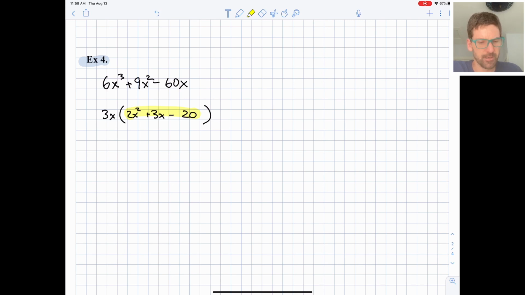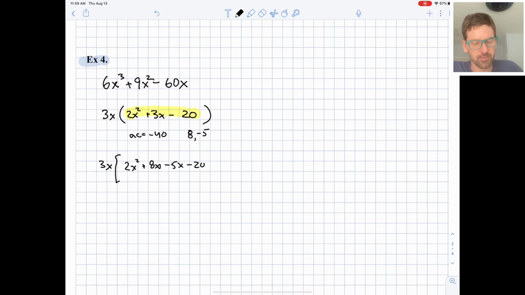And looks like I'm going to try using the AC method. So let's see here. AC is negative 40. So what are the factors of negative 40 that sum to 3? 2, 20, 3, 4, 8, and negative 5, it looks like. So I'm going to split that middle term into an 8x and a negative 5x. So let's rewrite it. 2x squared plus 8x minus 5x minus 20.